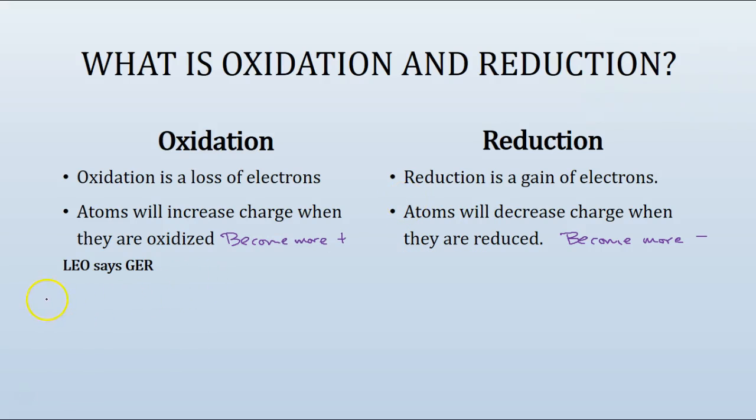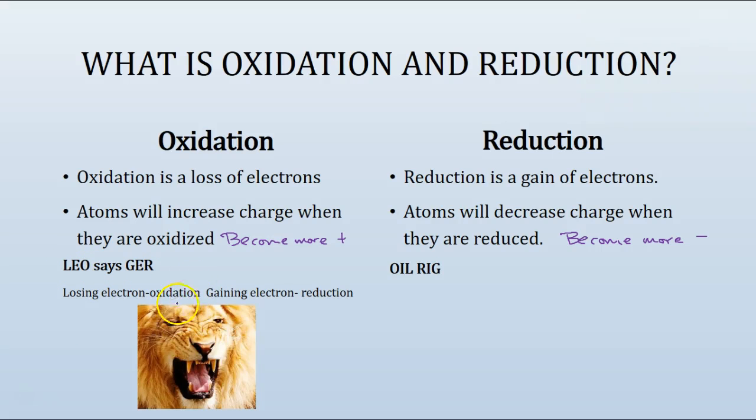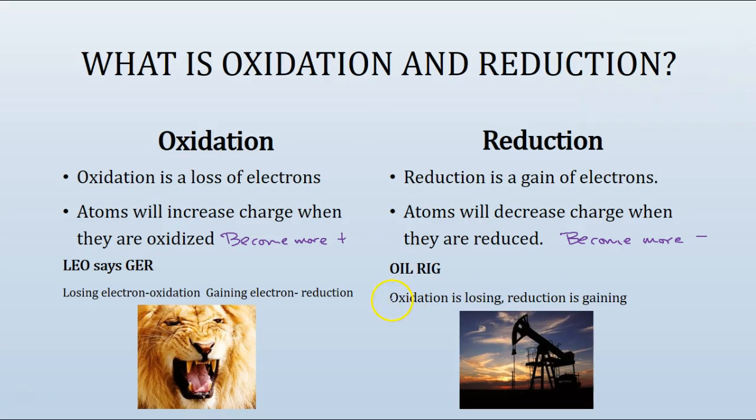Well, we use some mnemonic devices. Leo says GER or oil rig. So losing electrons is oxidation. Leo, losing electrons, oxidation. Okay, and GER, gaining electrons, reduction. So think of a lion. Leo the lion, losing electrons is oxidation. The sound he makes, GER, gaining electrons is reduction. The other one is oil rig. Oxidation is losing, O-I-L, oil. Reduction is gaining. So these are two tricks to remember that in your head.